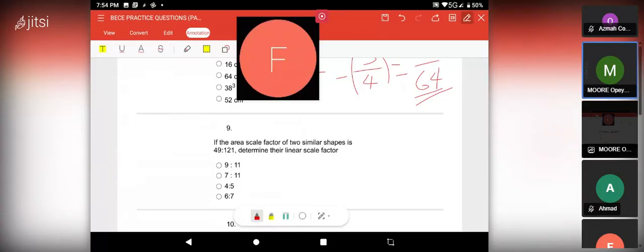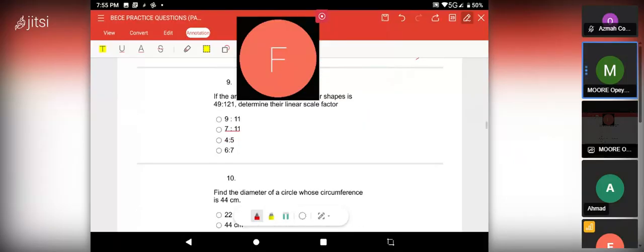If the area scale factor of two similar shapes is 49:121, determine their linear scale factor. 7 and 11. I told you that the area scale factor is the square of the scale factor. So to get the linear scale factor, you find the square root of each. 7 ratio 11. 7:11.